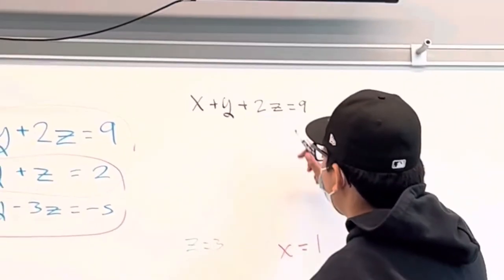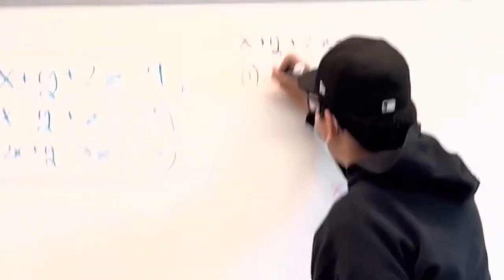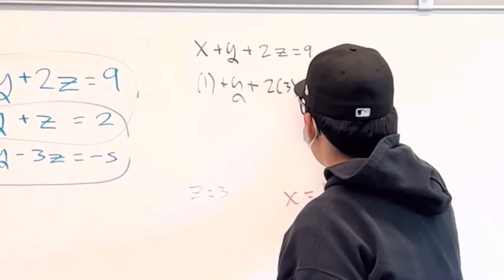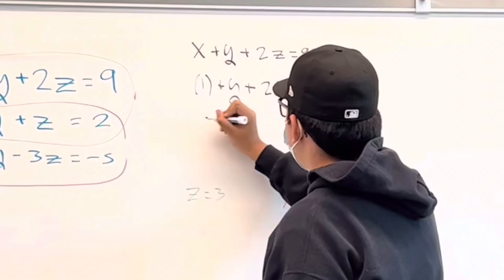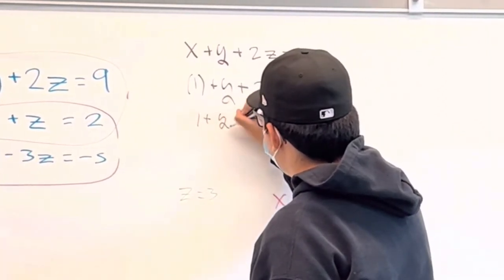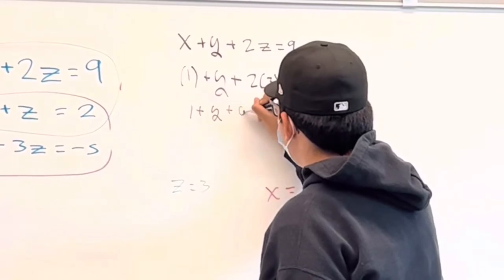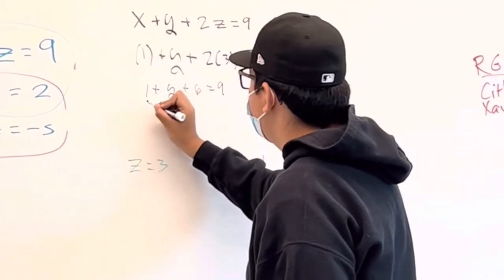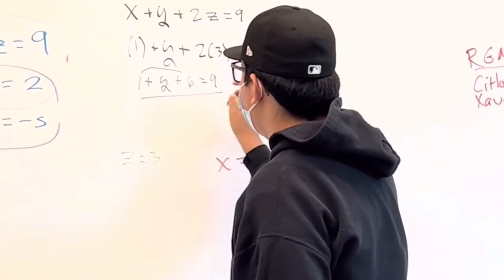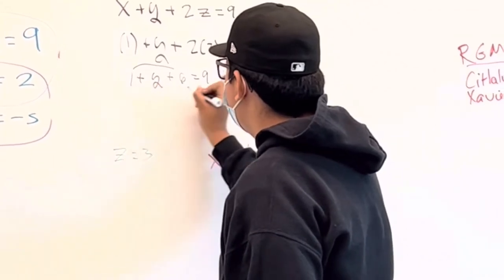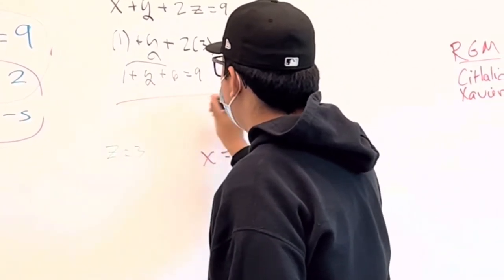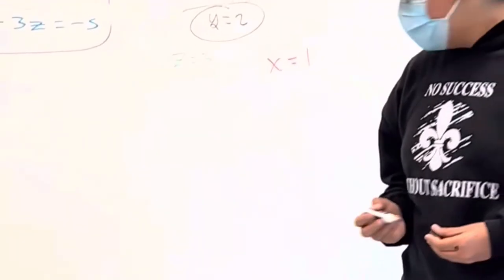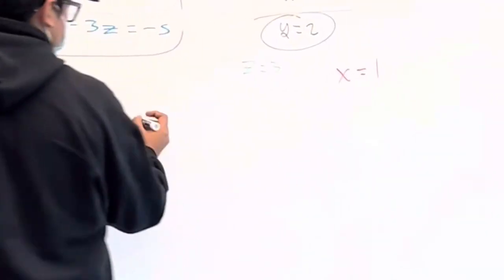Alright, so then since we know what z and x are, we're just gonna plug them in. It's 1 plus y plus 2 times 3 equals 9. So that is just 1 plus y plus 6. 6 plus 1 is 7. We're going to minus everything by 7. And that will leave us with y equals 2. Then, finally, we write the answer.